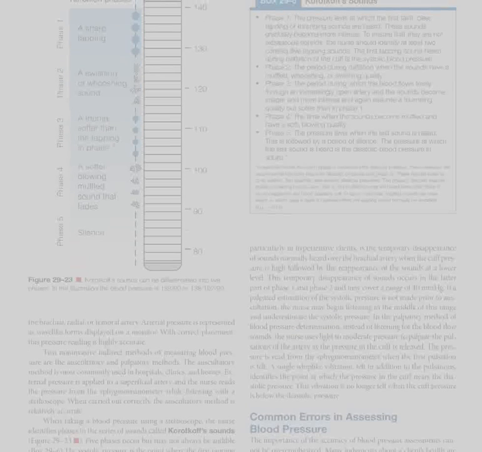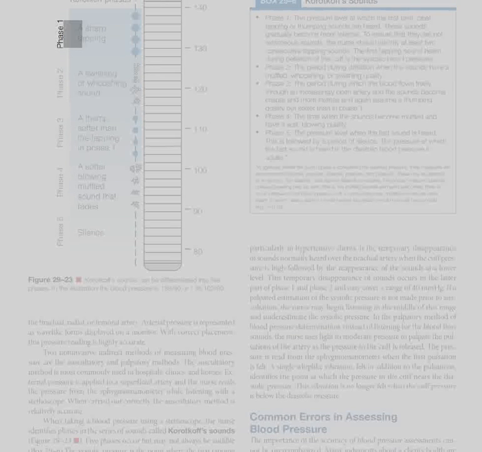Korotkoff phases. Phase 1: a sharp tapping. Phase 2: a swishing or whooshing sound. Phase 3: a thump softer than the tapping in Phase 1. Phase 4: a softer blowing muffled sound that fades. Phase 5: silence. 140. 130. 120.